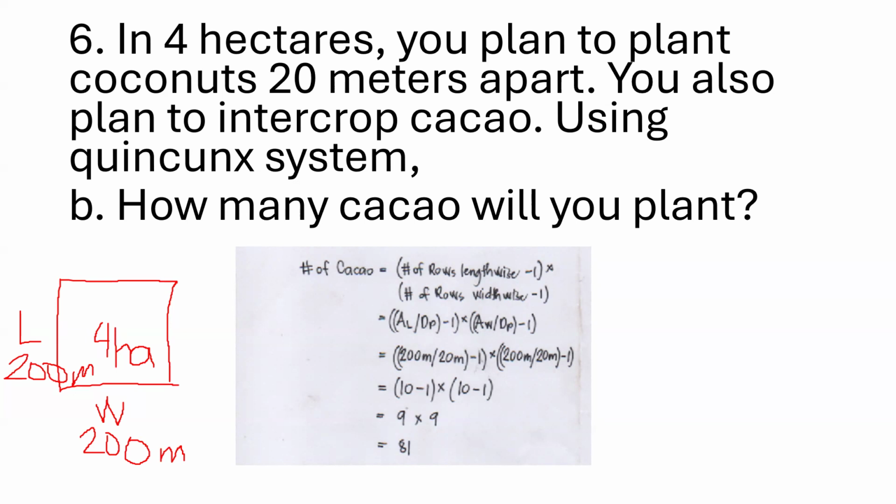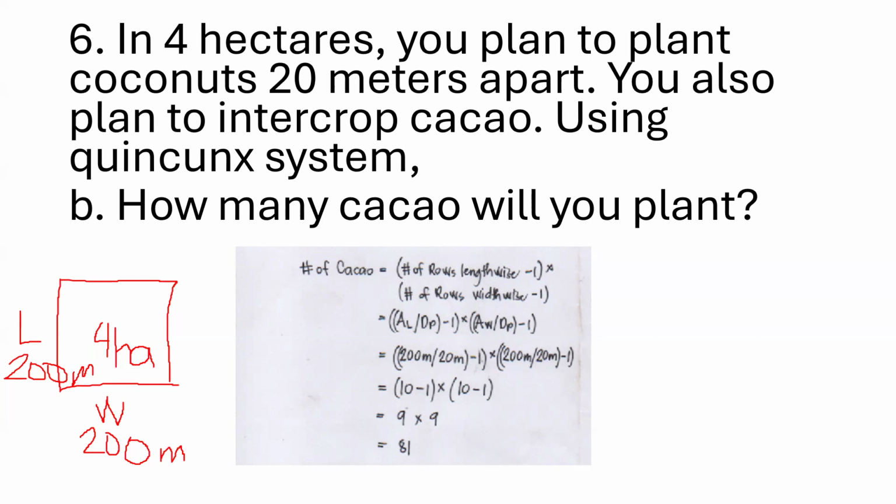So, dito na. Number of rows lengthwise minus 1 times number of rows widthwise minus 1. Length ng ating area is 200 meters divided by the planting distance, which is 20 meters. The quantity, bring down natin si minus 1 times width of our area is 200 meters divided by planting distance, that is 20 meters. The quantity close, then bring down minus 1.